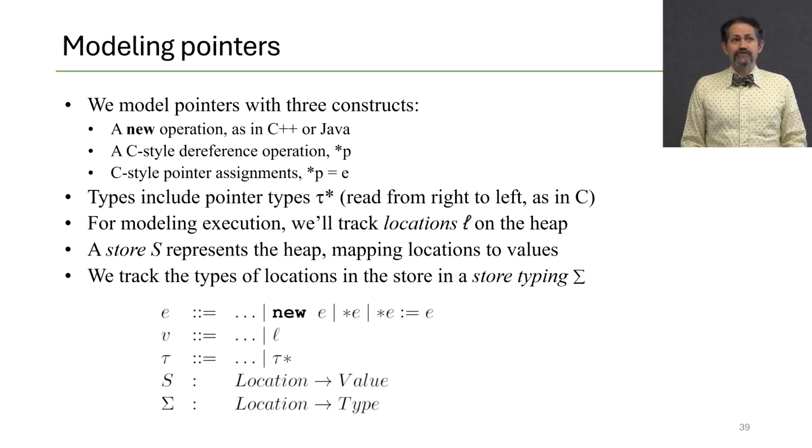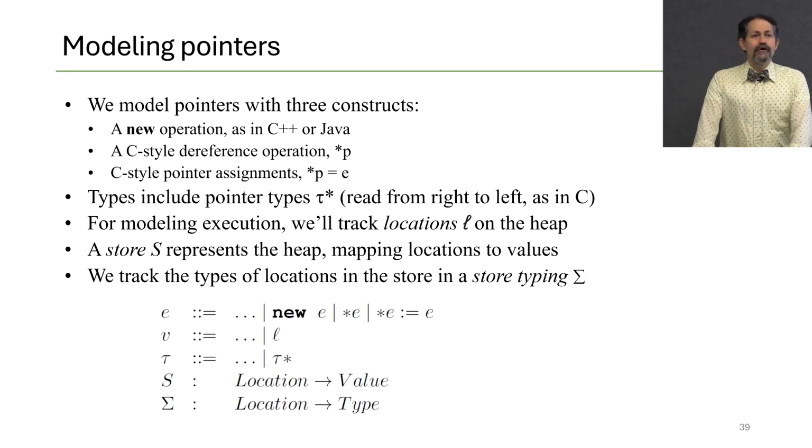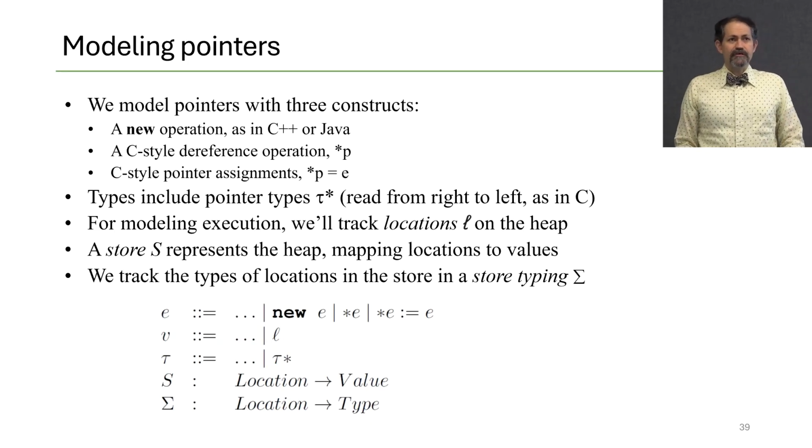Let's look at modeling pointers. We're going to choose to model pointers with three constructs. We'll start with a new operation, which is typical of C++ or Java. An equivalent might be malloc in C, but we'll type check it a little bit more as C++ does. We'll have a C-style dereference operation, *p, and we'll have C-style pointer assignments. In other words, *p gets e.